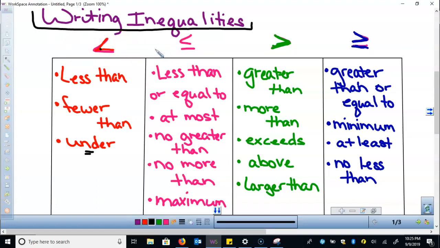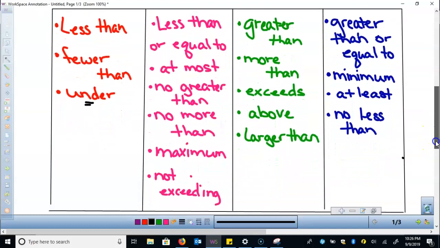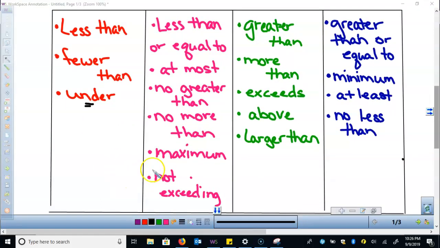Over here in the next one, we have the less than or equal to. Less than or equal to could also be called at most, or no greater than, no more than, and even maximum, even though that seems kind of odd. If I say I want a maximum of something, that means I want that much, no more, but I'm okay with having less.